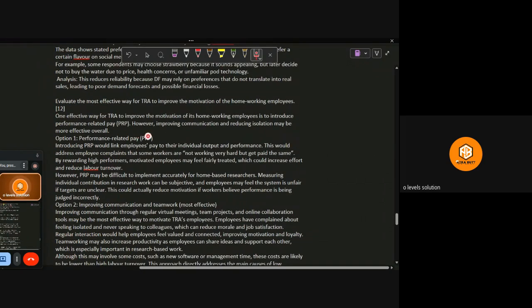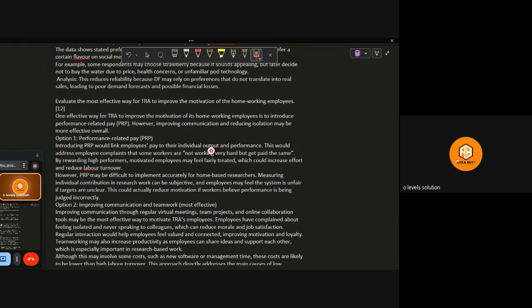Okay, so first of all, you just need to state what you have selected and now you need to explain it. You can also write the definition of the PRP. So introducing PRP would link employees' pay to their individual output and performance.